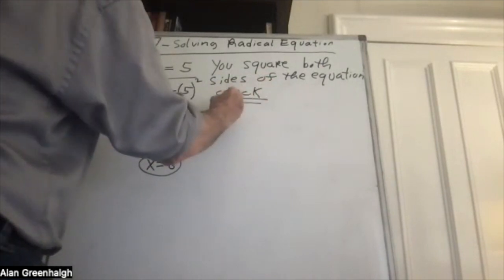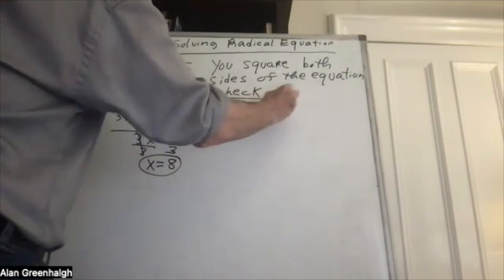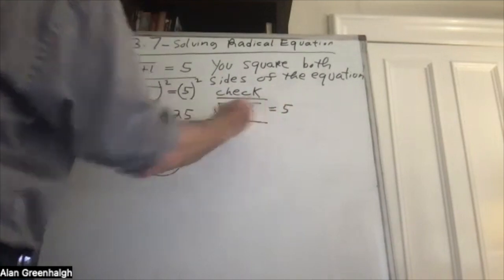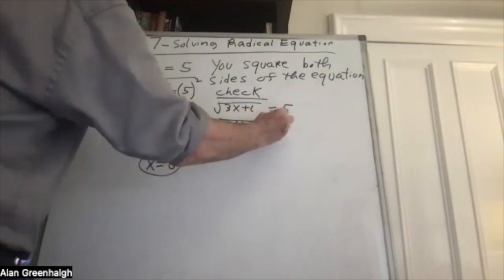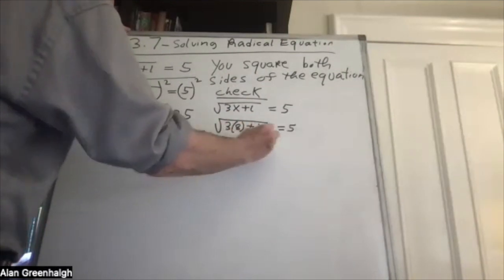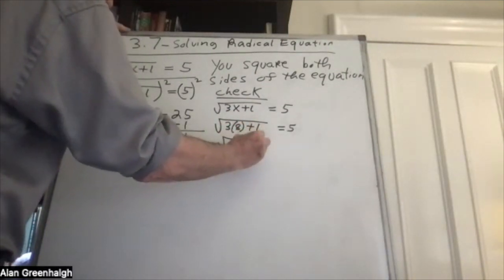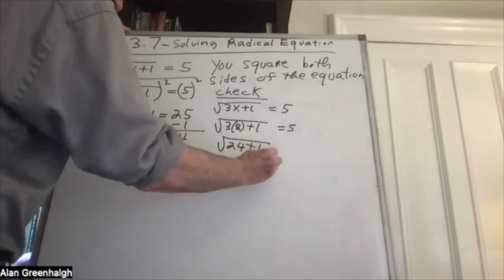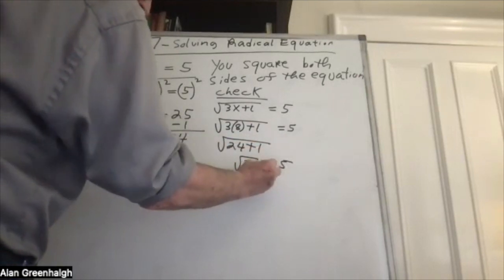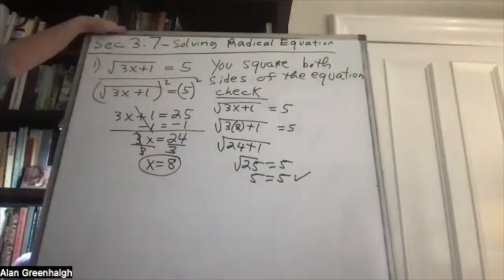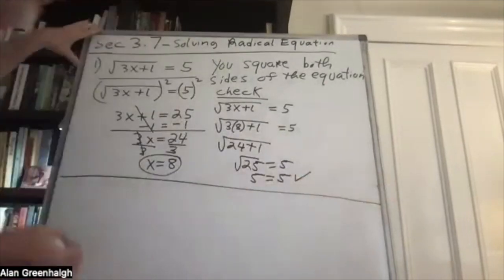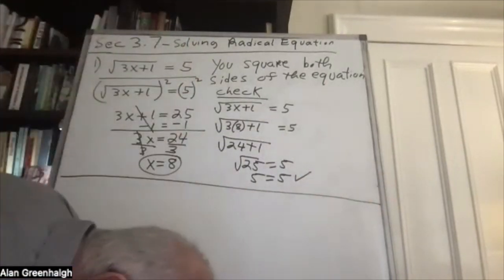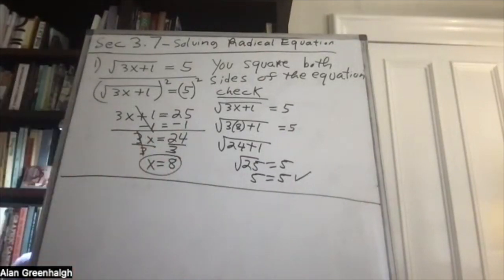The square root of 3x plus 1 is equal to 5. Substitute for x. You get the square root of 3 times 8 plus 1, the square root of 24 plus 1, the square root of 25, which is equal to 5. Of course, we're talking about principal values now, not positives and negatives. So that's what the answer is, and that works out very nicely. Okay, that's how you solve a radical equation.